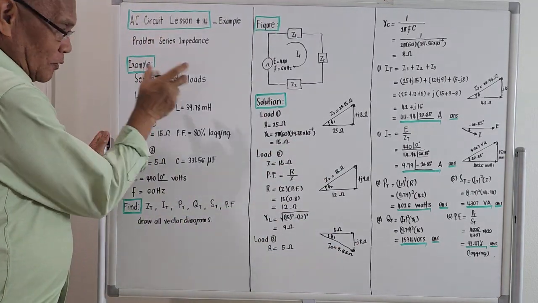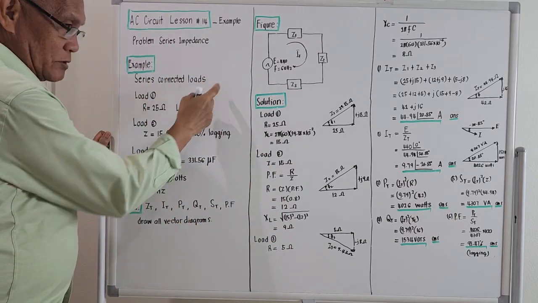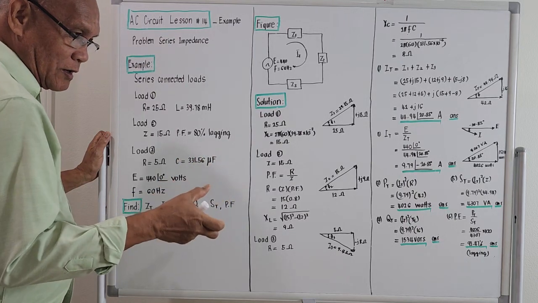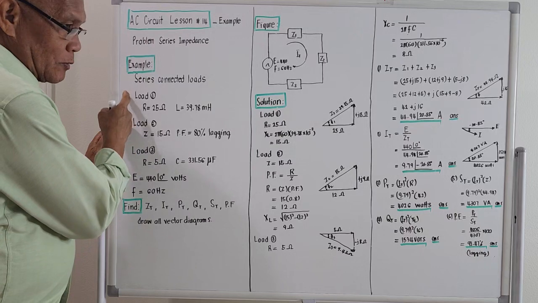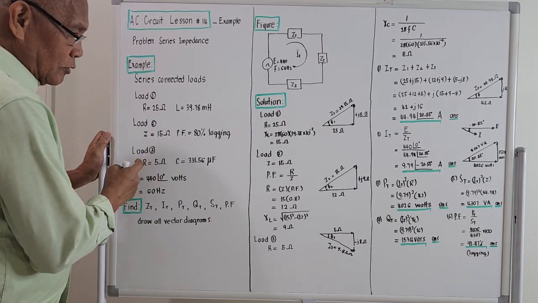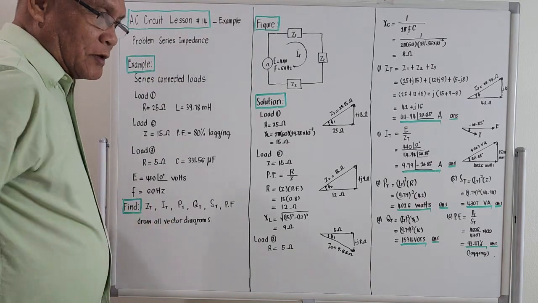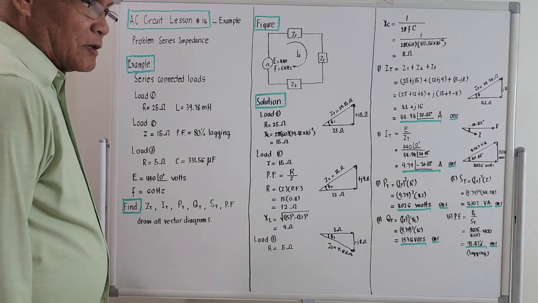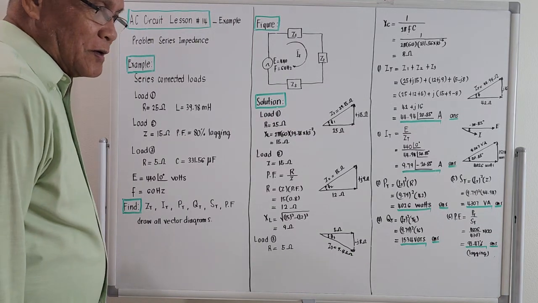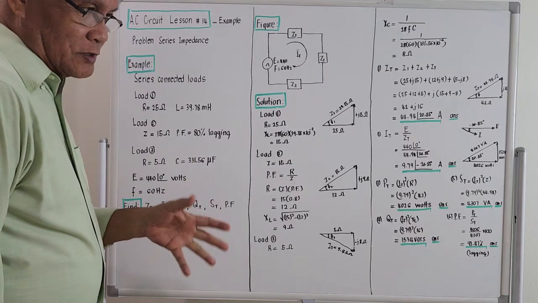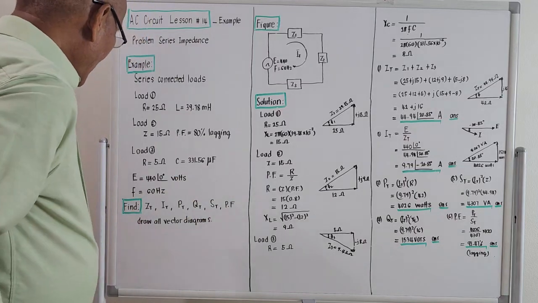We are given an example problem. I will try to read the problem. Series connected loads, meaning to say we are given series connected loads. The connection is series: load number 1, load number 2, and load number 3. In actual practice of electrical engineering, it might not only be 3 loads; there are lots of loads. But for this example, I will just give you 3 loads connected in series.